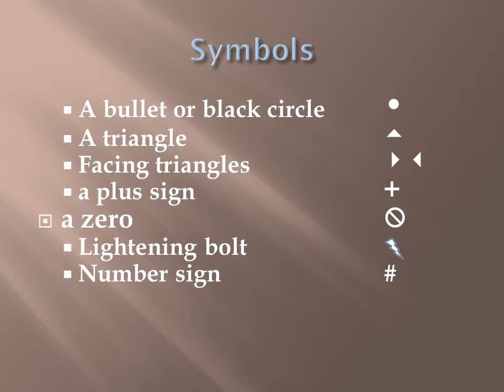Symbols. There are several symbols that are used in CPT. Your bullet indicates that there is a new procedure. This procedure was not included in the previous year's CPT manual. Your triangle designates that code descriptors have been substantially altered. Your facing triangles indicate new and revised text such as parenthetical notes and guidelines.